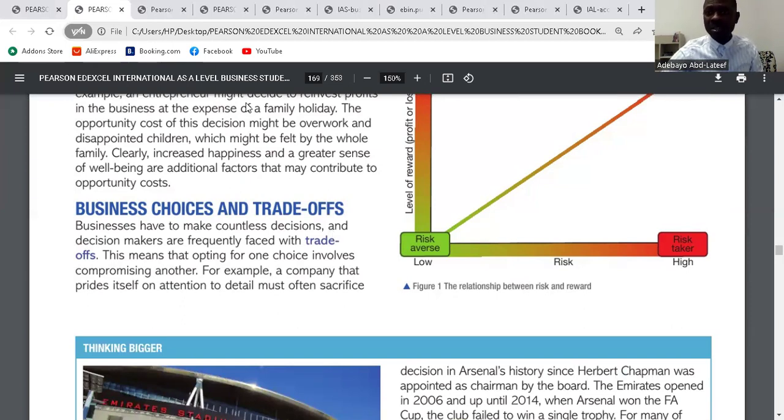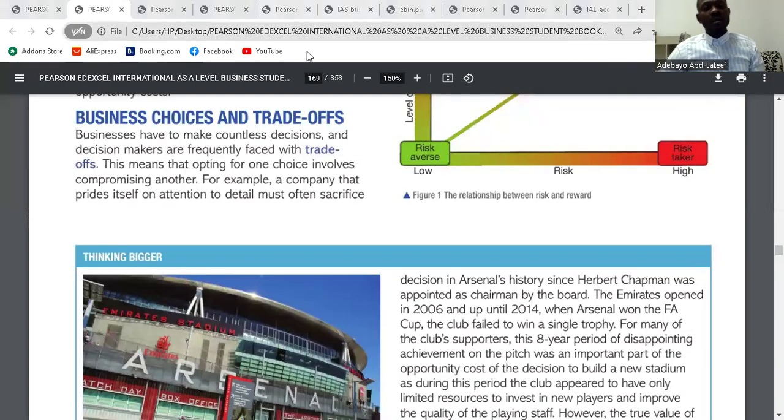I think opportunity cost is clear now. Yeah. Okay. Very good. We go to business choice and trade-offs.